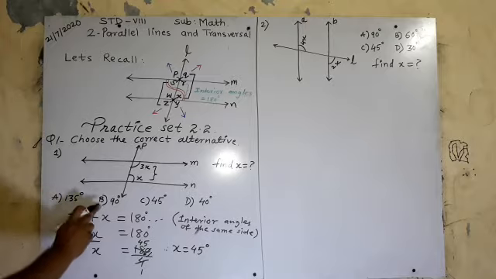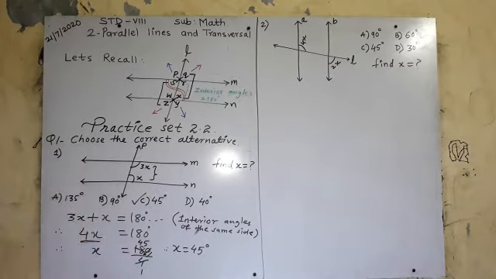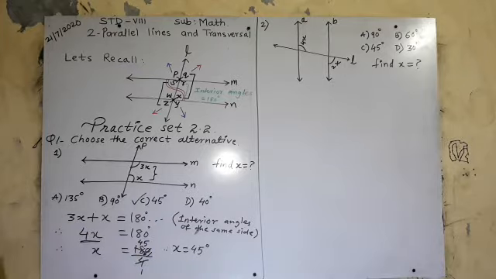Where is it? A, B, C. Yes, what is your answer? C, that is 45 degree. The answer is x equals 45 degree. I hope you understood over here. These two are interior angles and the sum of these interior angles should be 180 degree.